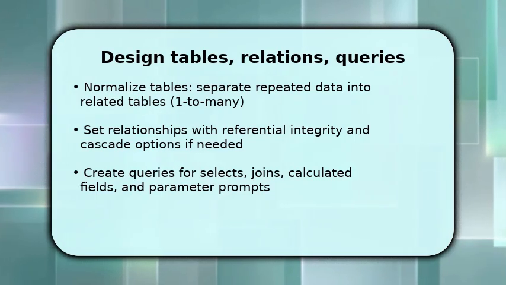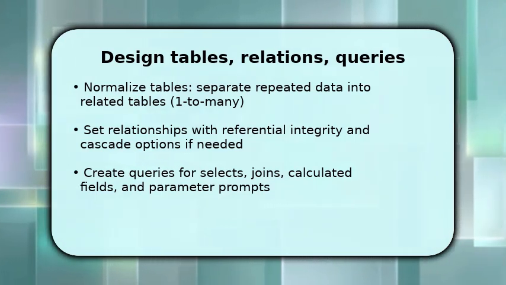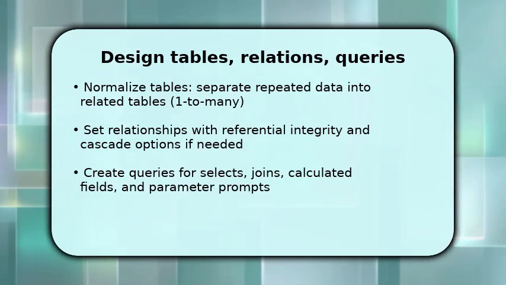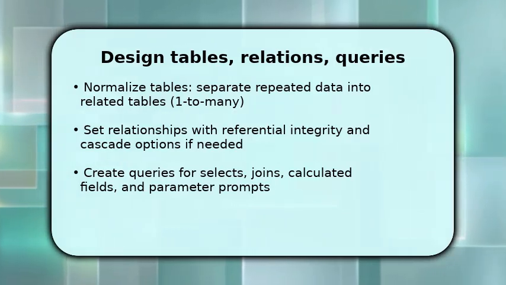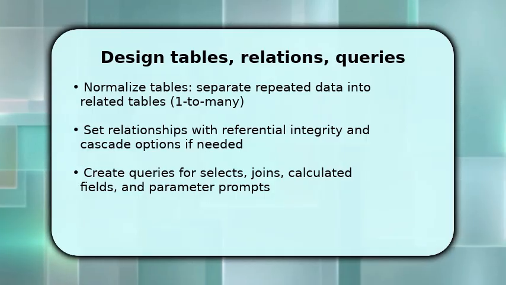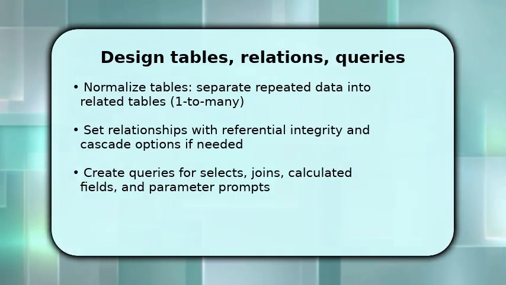Next, you design tables and relationships so the database scales. Normalize to avoid redundant data, link tables with one-to-many relationships, and enable referential integrity to prevent orphan records.